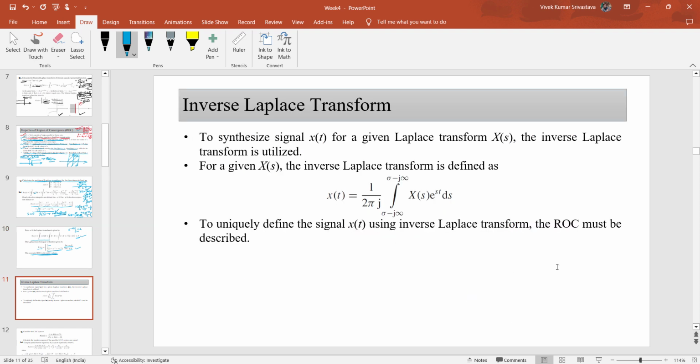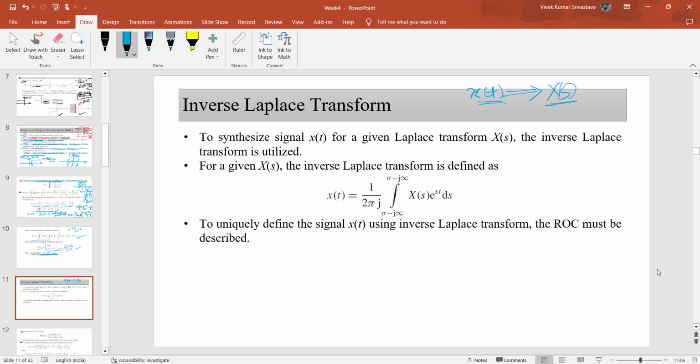Okay, so let us move ahead. The next topic is inverse Laplace transform. In the previous topic, we have seen that a time domain signal x(t) is given to us. For analysis of this signal, we convert this time domain signal into a frequency domain signal, or say a Laplace domain signal.